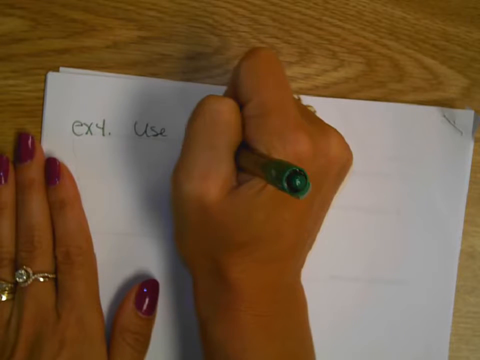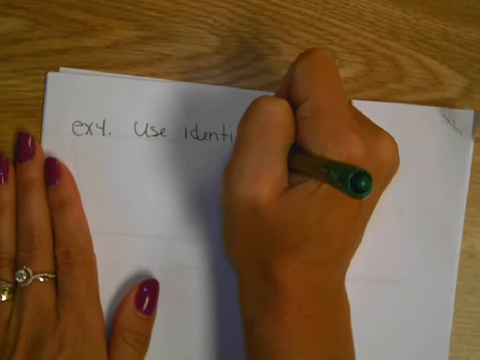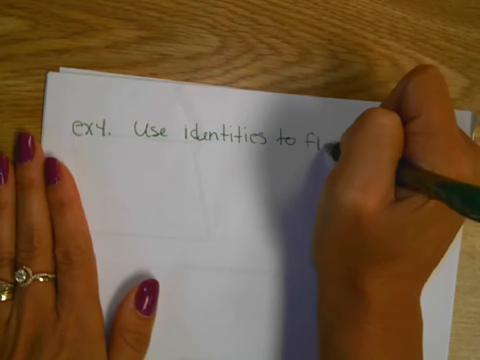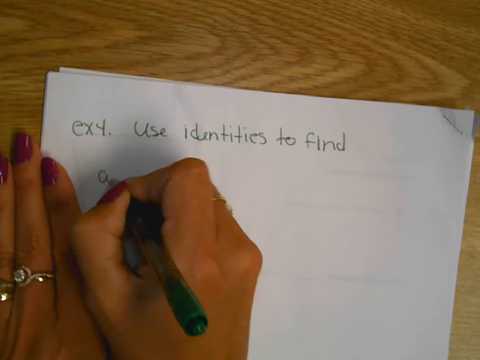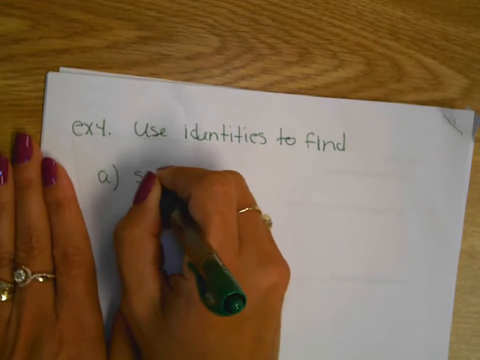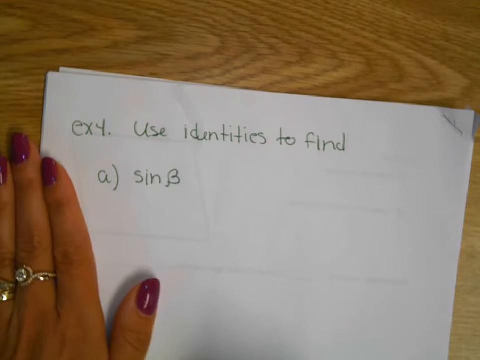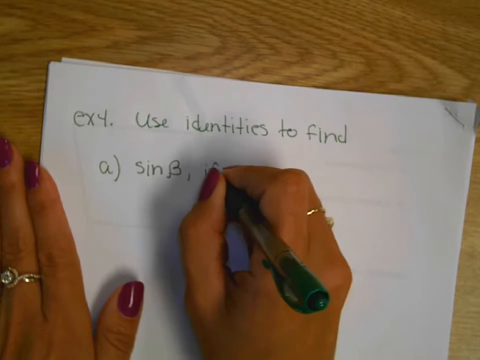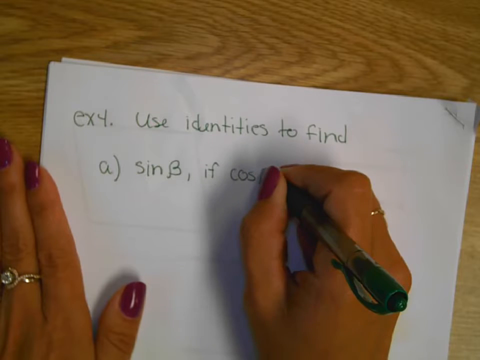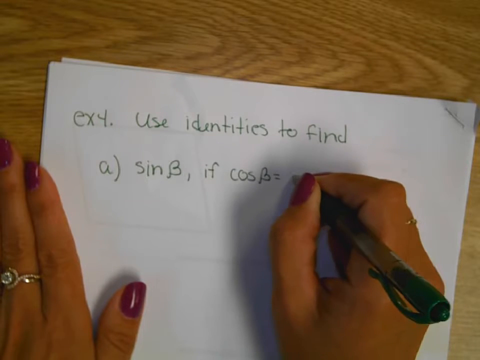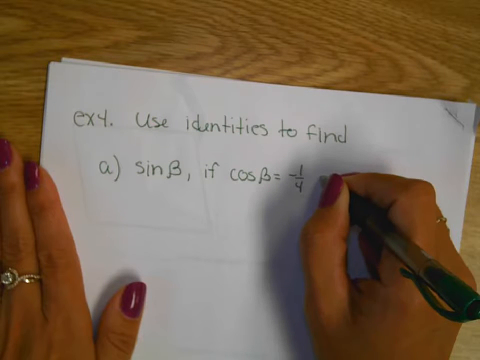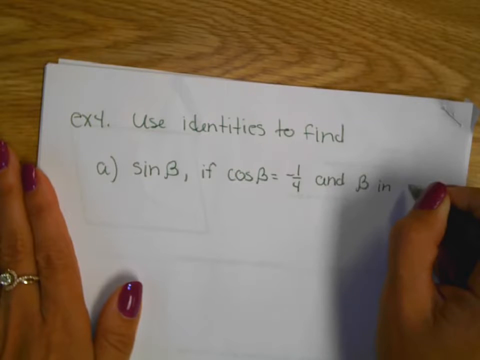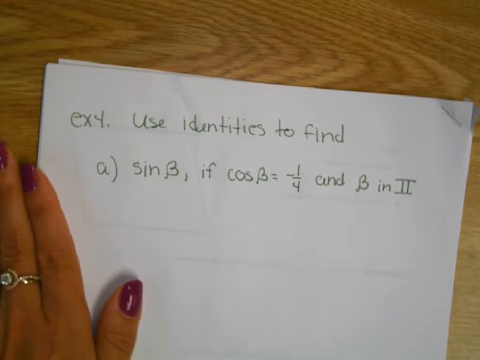Use identities. We will spend another day on this because it gets a little confusing. To find the sign of beta, just like a theta, only another Greek letter, if the cosine of beta equals -1/4 and beta is in quadrant 2.